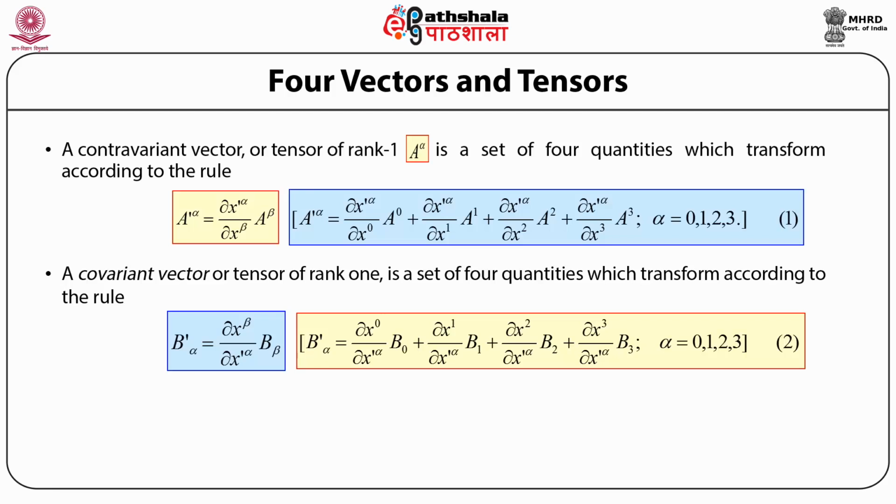Now, if we expand this relation in terms of beta taking the values 0, 1, 2 and 3, and alpha also takes the values 0, 1, 2 and 3, then we can write B prime subscript alpha is equal to partial derivative of x superscript 0 with respect to x prime superscript alpha, whole times B subscript 0, plus partial derivative of x superscript 1 with respect to x prime superscript alpha, whole times B subscript 1, plus partial derivative of x superscript 2 with respect to x prime superscript alpha, whole times B subscript 2, plus partial derivative of x superscript 3 with respect to x prime superscript alpha, whole times B subscript 3.